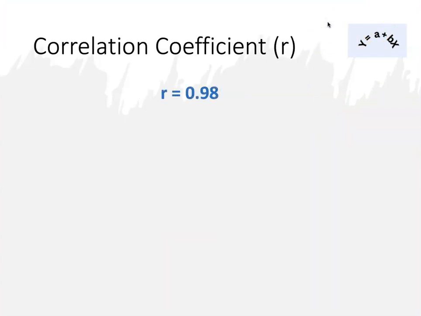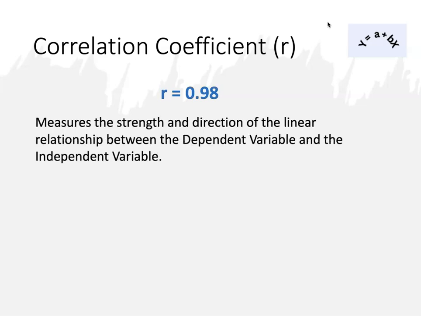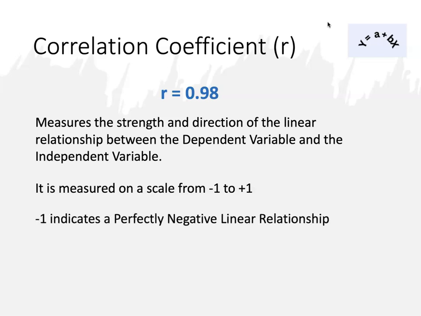The correlation coefficient R, we got 0.98, and it measures the strength and direction of the linear relationship between the dependent variable y and the independent variable x. It is measured on a scale from -1 to +1. -1 indicates that there is a perfectly negative linear relationship, so they move in the opposite direction. If one goes up by 10%, the other goes down by 10%. So a perfect one-to-one relationship, but in opposite directions.